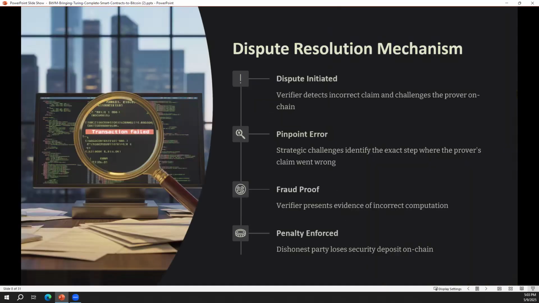So this is the dispute resolution mechanism of BitVM. First, the dispute is initiated, where the verifier detects an incorrect claim and challenges the prover on-chain. Then we pinpoint the error: the strategic challenges identify the exact step where the prover's claim went wrong. Then the verifier presents evidence of the incorrect computation, and the penalty is enforced, where the dishonest party loses its security deposit on-chain.